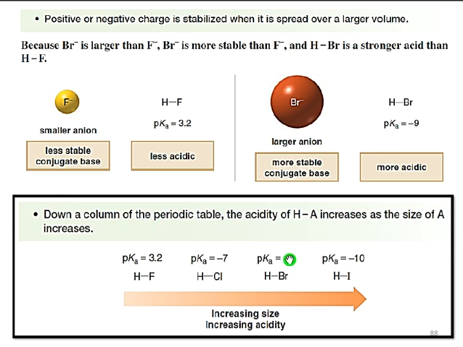Going down the column, HI is a stronger acid than HF. Look at the pKa values: minus 10 here, and pKa 3.2 here. A smaller pKa value means a stronger acid.